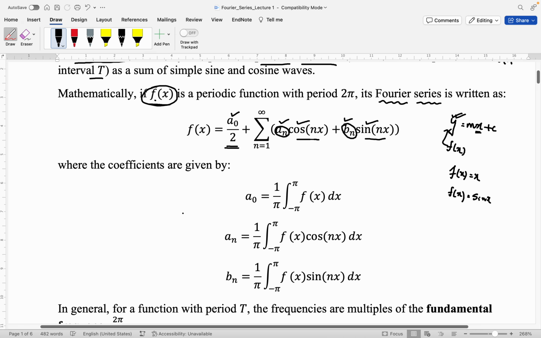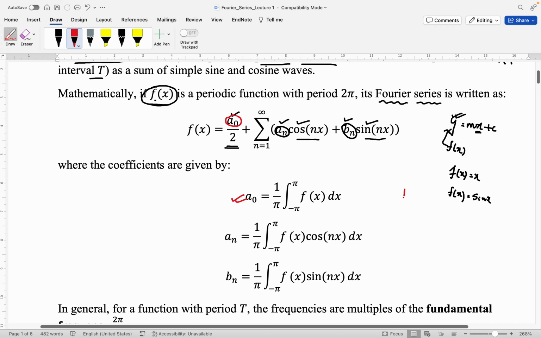Now if we want to calculate these coefficients, these coefficients are very important. If we want to calculate a naught, I have to use this formula. I'll show you how we got this formula. The formula is 1 by pi, integration from minus pi to plus pi, f(x) dx.